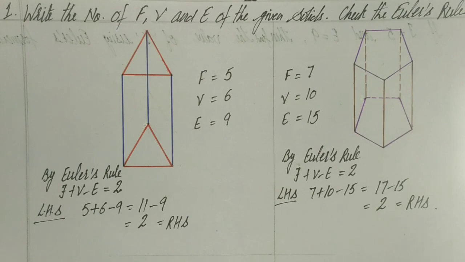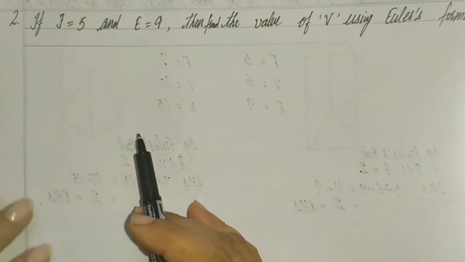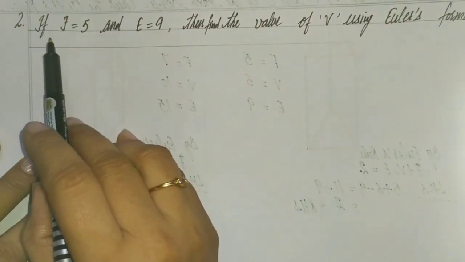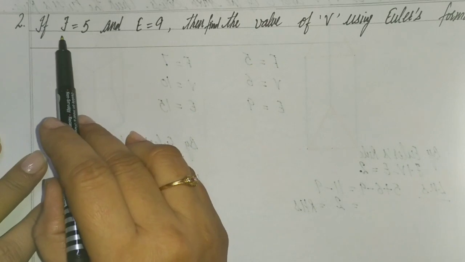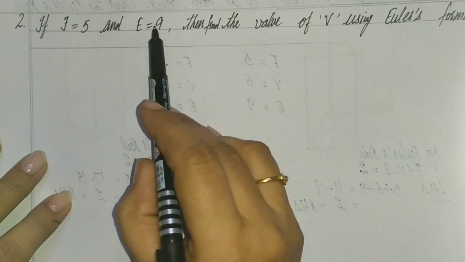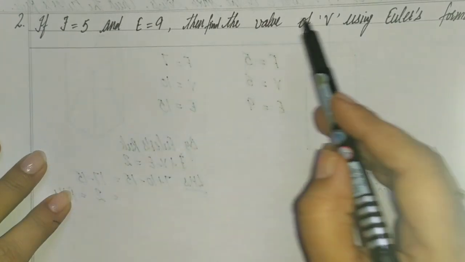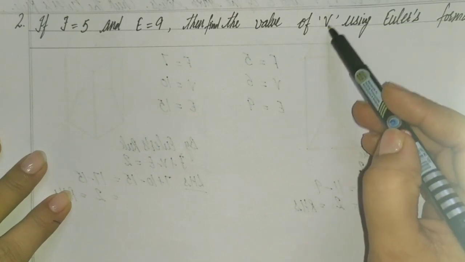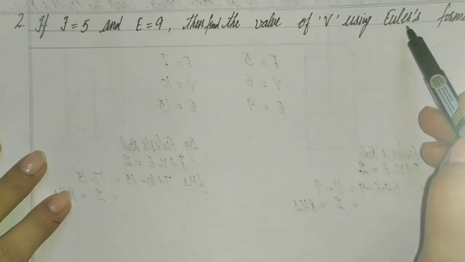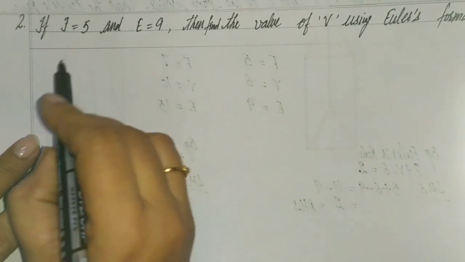Now coming to the next question. Here it's given that if faces are equal to 5 and edges are 9, then find the value of V, meaning vertices, using Euler's formula. So what is given here?